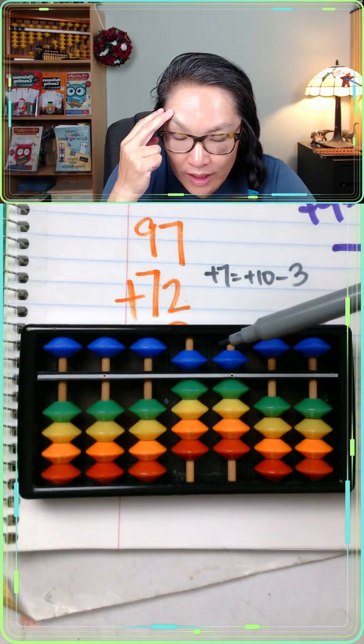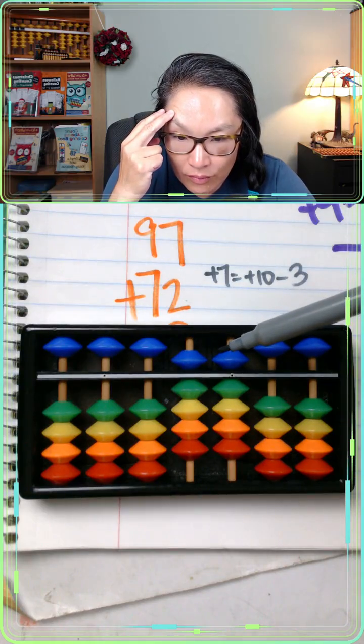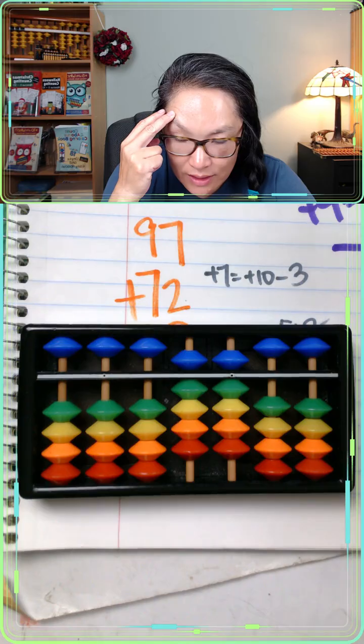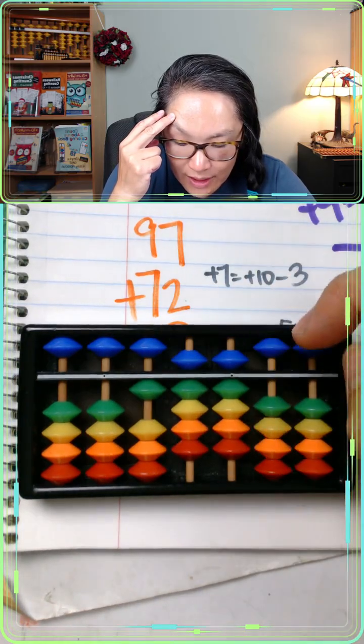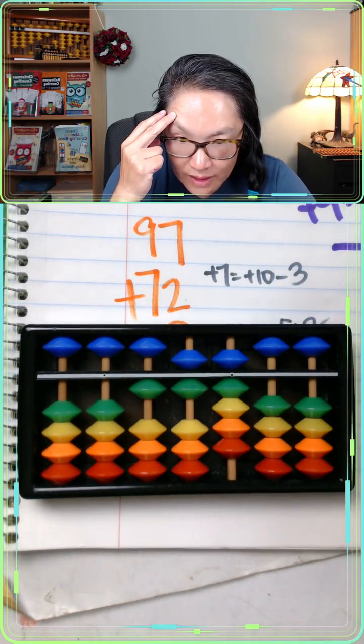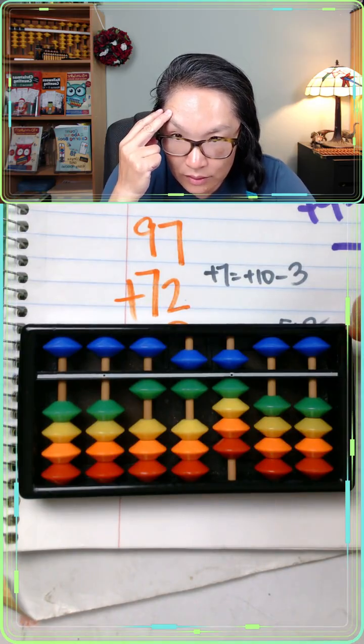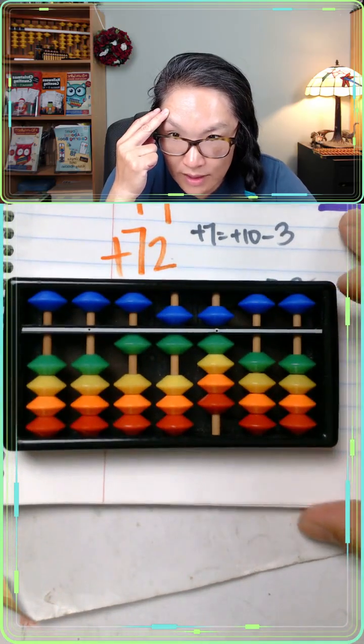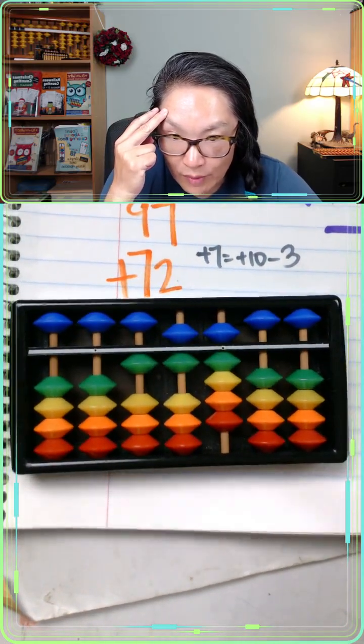Plus 3, minus the 3, plus the 1 to the left. Yes, thank you, you're right. Plus the 10, minus the 3. Thank you, smooth operator. That is how we plus the 7. Yes, so these are formulas that we have to memorize.